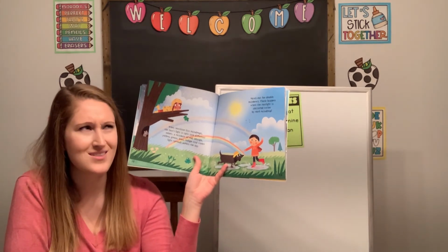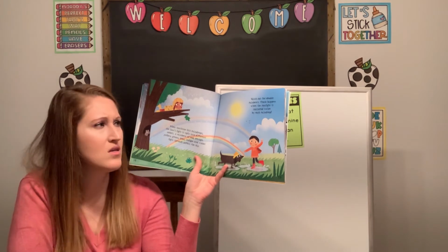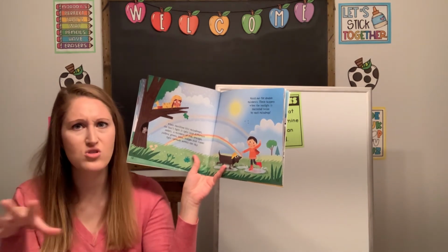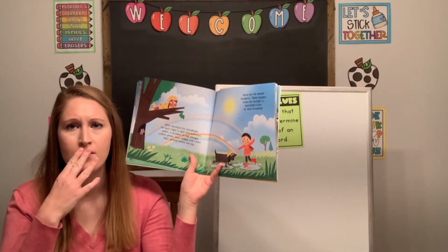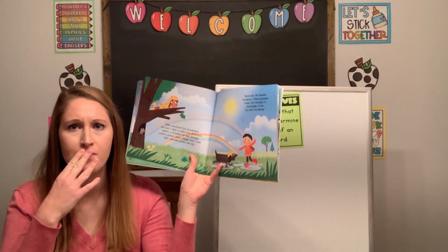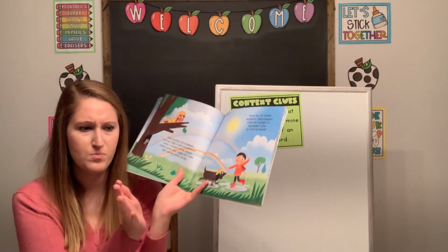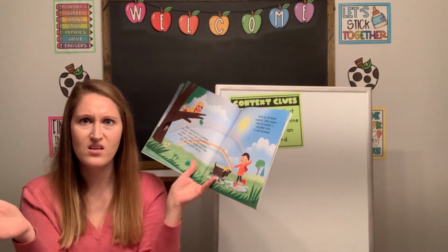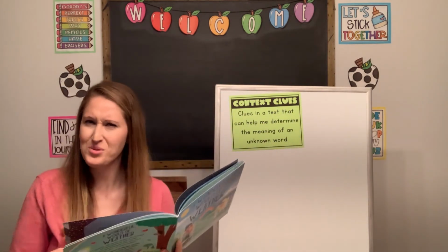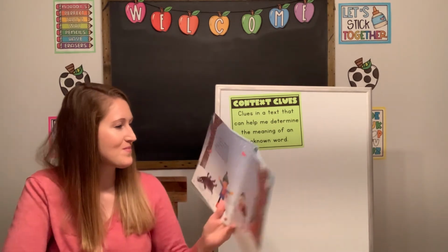Ooh, that word, scattered. What might that mean? When the sunlight is scattered twice. Oh, maybe like broken, right? When it's broken apart into two, right? Very good. Ooh, way to use those context clues.